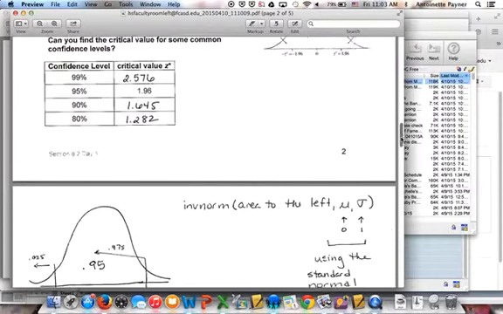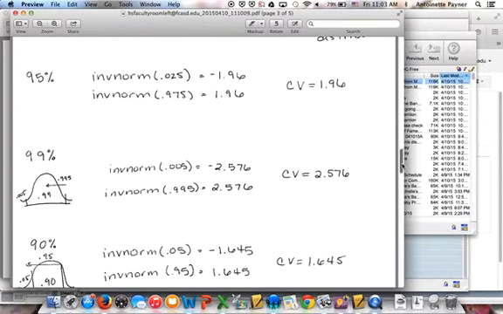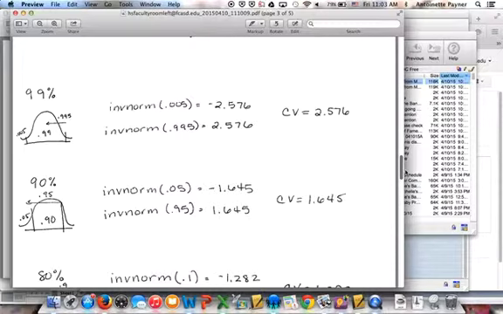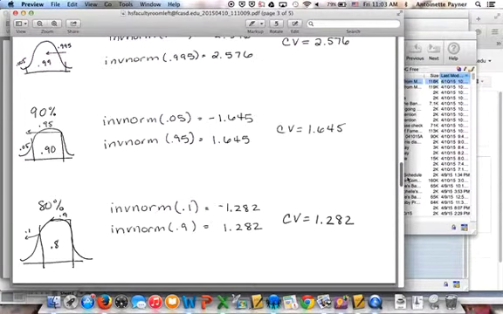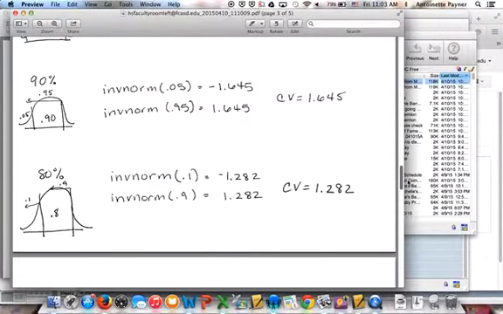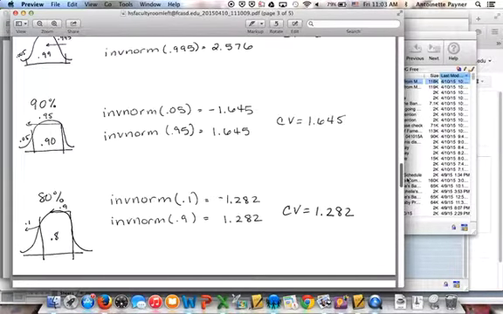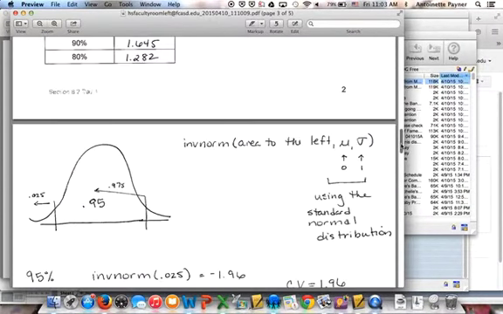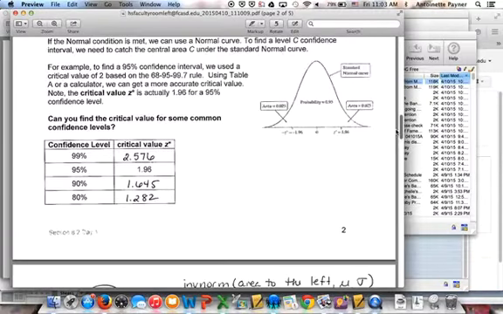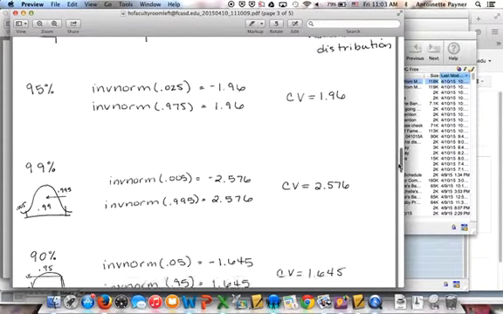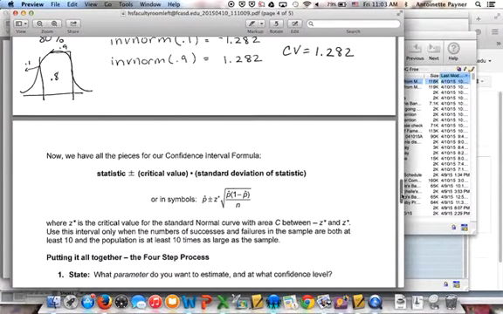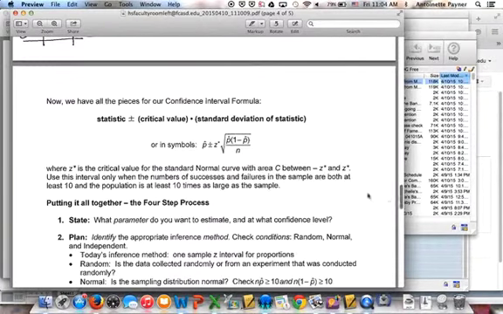Finding the other ones, so you can see that here. There's the 99% one, there's the 90% one, and there's the 80% one. Now, you should be able to find any different percentage. 95% is going to be the most commonly used. So now you have all the pieces. Now remember, this piece after the plus or minus is your margin of error. So when we write it like this, it just kind of helps us see what the margin of error is there.